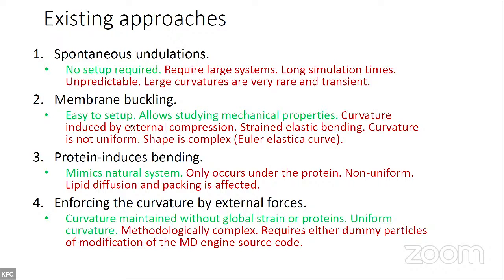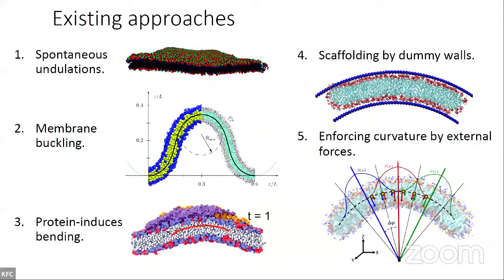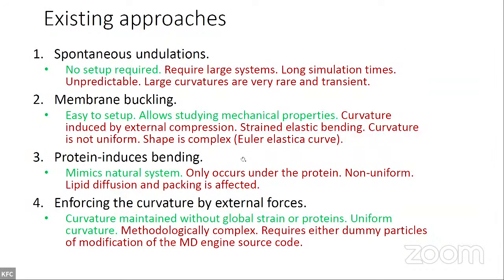If you are doing membrane buckling, it's also quite easy to set up. It allows applying mechanical forces and estimating mechanical properties if you need this. But the curvature is induced by external compression, which is not always what you want. You are getting strained elastic bending of the membrane, and the curvature is not uniform. Here you might think that this is a sine wave. It's not. It's a curve called Euler elastica, which is crazy in terms of math. So it's quite hard to analyze.